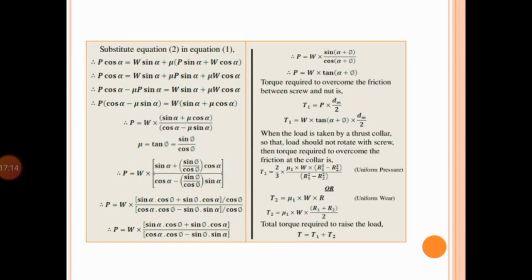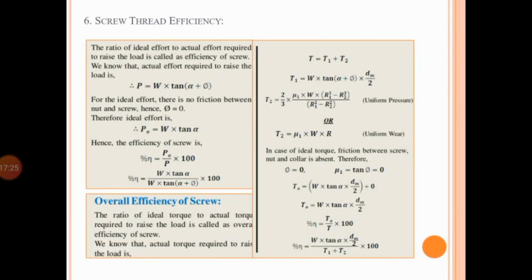By summing both torques, you will have the total torque which is responsible for raising the load. So T becomes T1 plus T2. Then after that, efficiency. There are basically two types of efficiency: one is the screw thread's own efficiency and the other is overall efficiency. Suppose we are talking about the screw thread efficiency, then it is the simple ratio of the effort without friction to the effort required with friction. So ultimately we have already derived that P is equal to W tan of alpha plus phi.